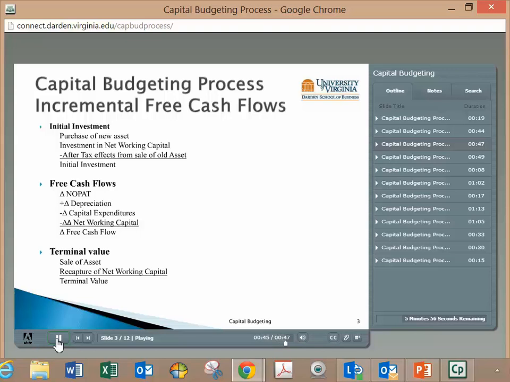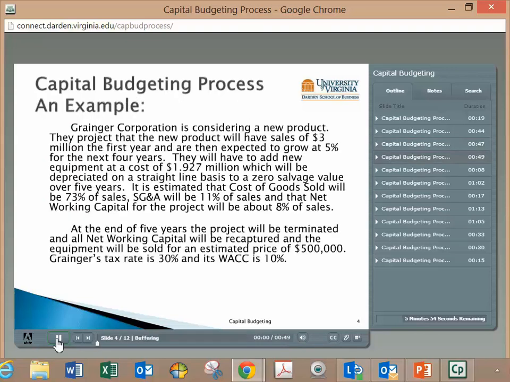Let's look at an example to demonstrate some of these concepts. Grainger Corporation is considering a new product. They project that the new product will have sales of $3 million the first year and then are expected to grow at 5% for the next 4 years. They will have to add new equipment at a cost of $1.927 million, which will be depreciated on a straight-line basis to a zero salvage value over 5 years.